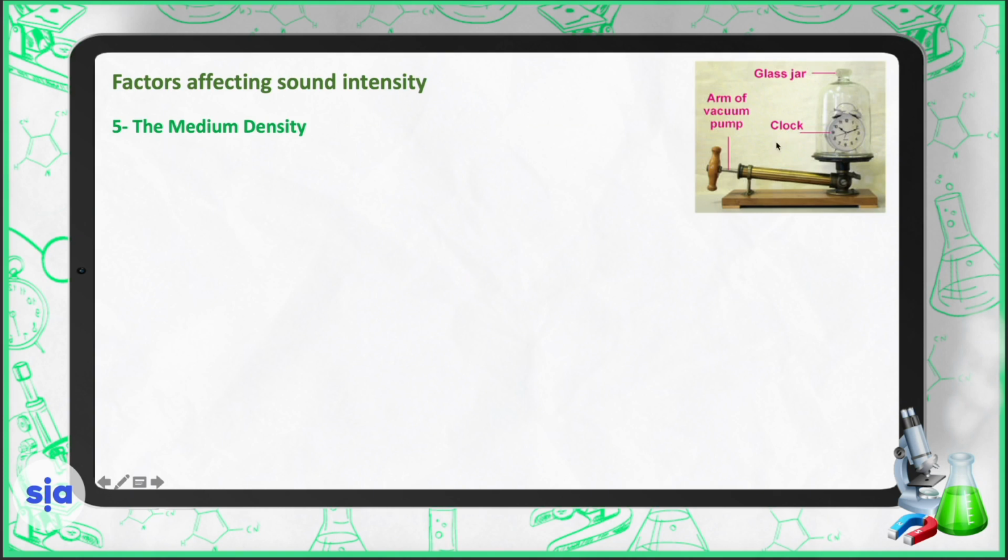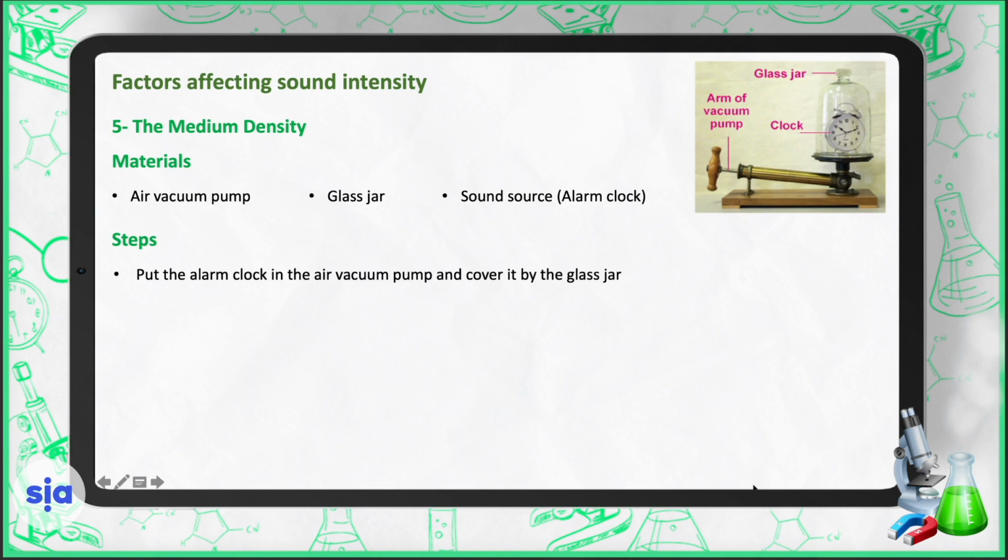Take a look at this picture and let us discuss this activity together. To do this activity, you need an air vacuum pump. This is an air vacuum pump, a glass jar, and a sound source like this alarm clock. Put the alarm clock in the air vacuum pump and cover it with the glass jar. Evacuate the air inside the jar partially by drawing the arm of the vacuum pump outwards.